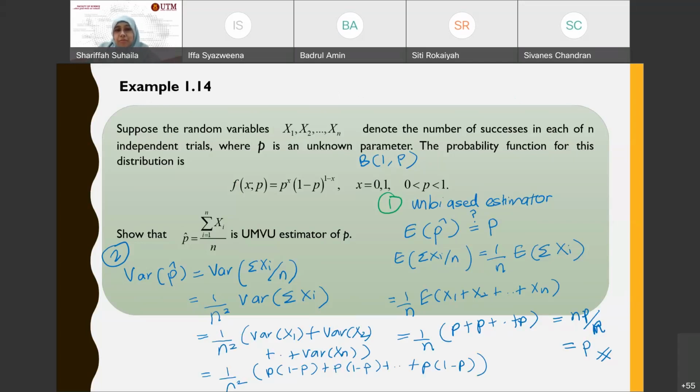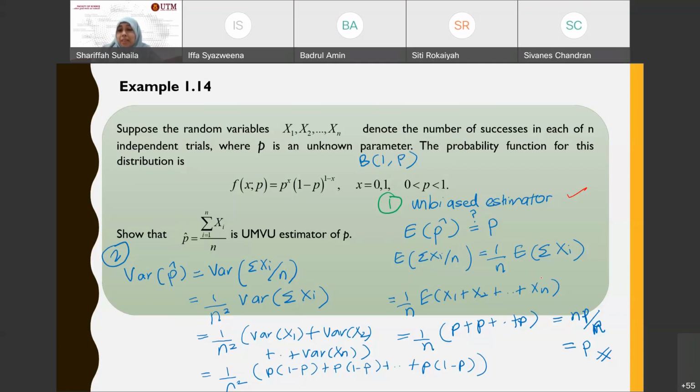Okay, example 1.14, we already discussed this one. So this is the Bernoulli distribution. Bernoulli, when you have your n equals to 1, you only have your parameter here, parameter p. So your x here takes values 0 and 1. You want to show that this one is UMVU estimator of p. First, you need to show that this one is your unbiased estimator. Okay, kita dah buktikan, kita dapatlah expected value of p hat sama dengan p.